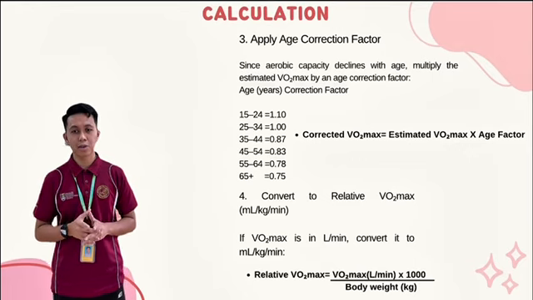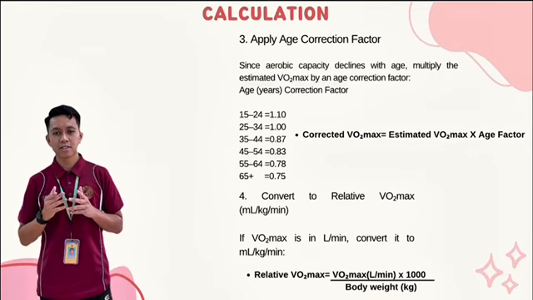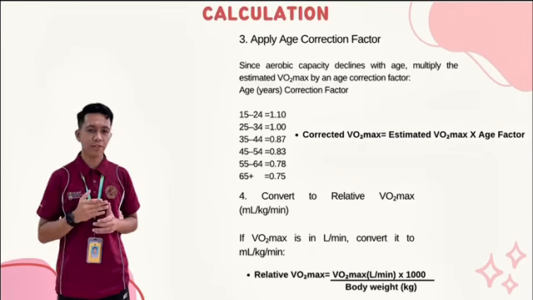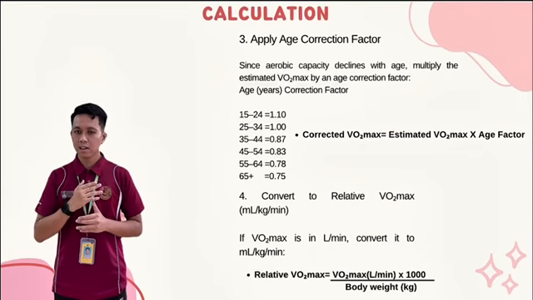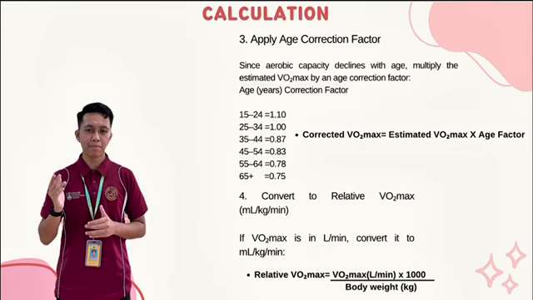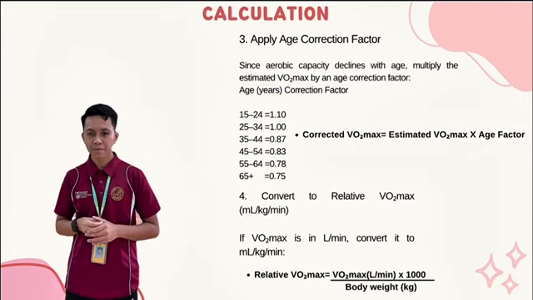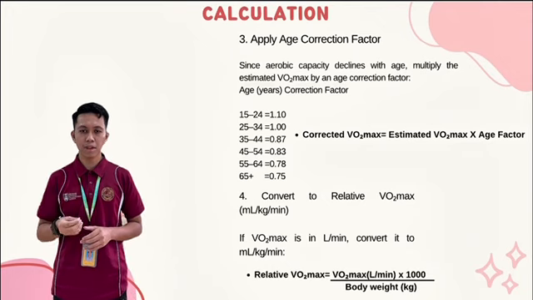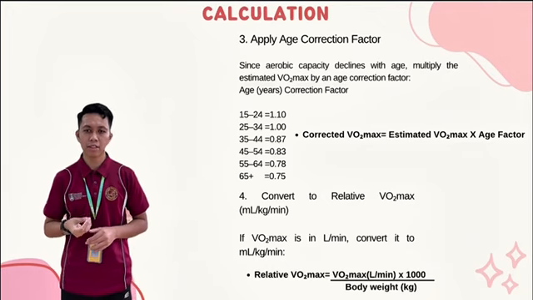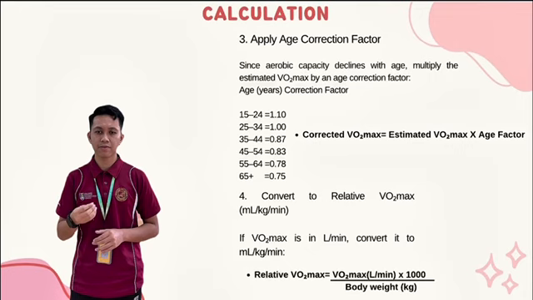And 55 years until 64 years equals 0.78, and 65 years and upper is equal to 0.75, which means it is lower. For the formula, corrected VO2 max equals estimated VO2 max multiplied by the age factor.